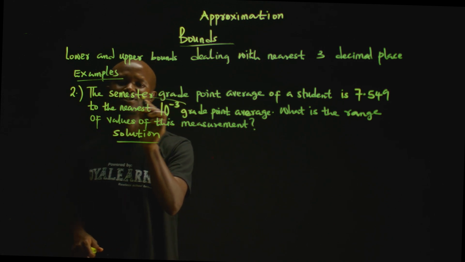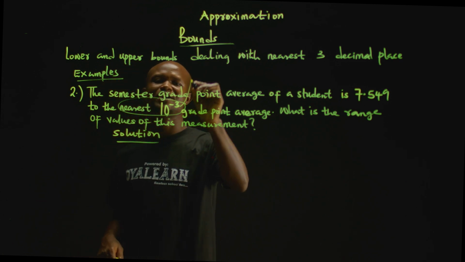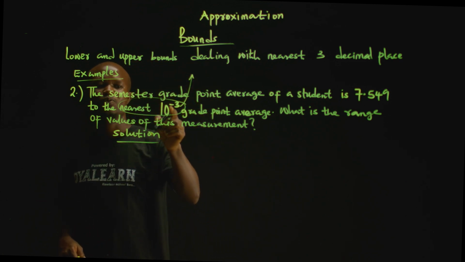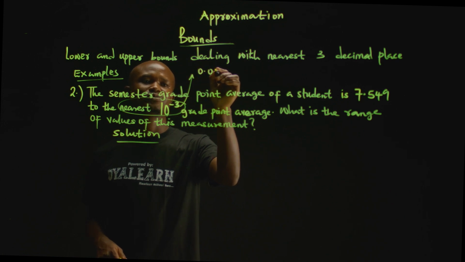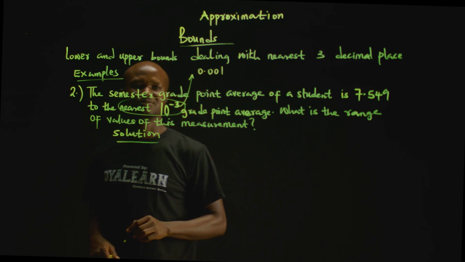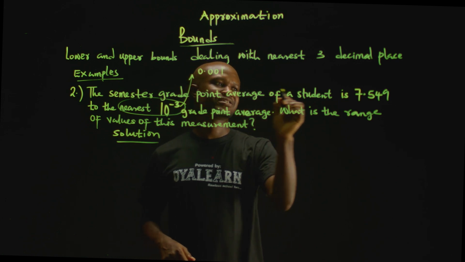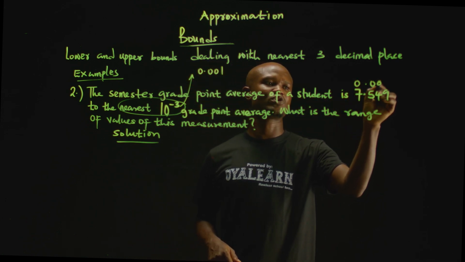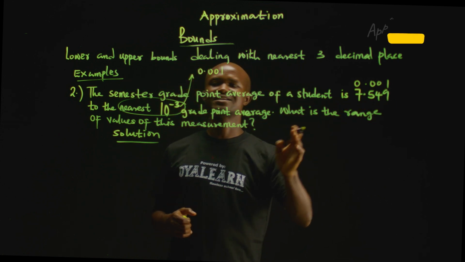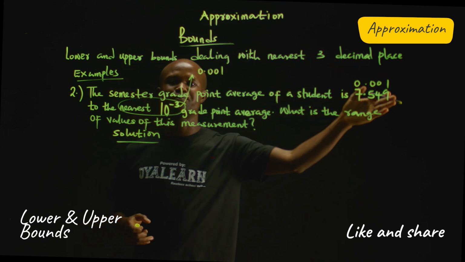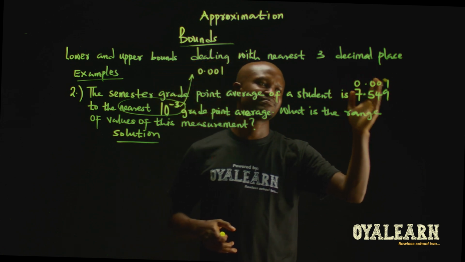Now we can see, to the nearest 10 raised to the power minus 3. And what's 10 raised to the power minus 3? What does it mean? When you convert this, it's the same thing as 0.001. If I write 0.001 here, it's equivalent to this. So this is telling us that the semester grade point average of this student is expressed in 3 decimal places.